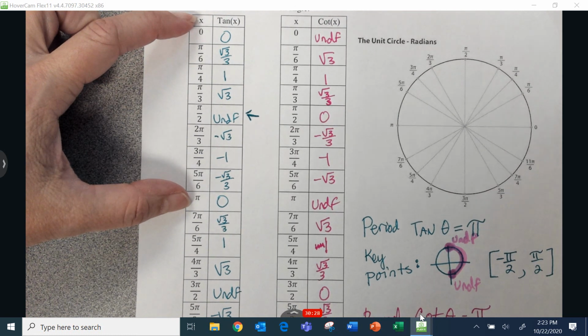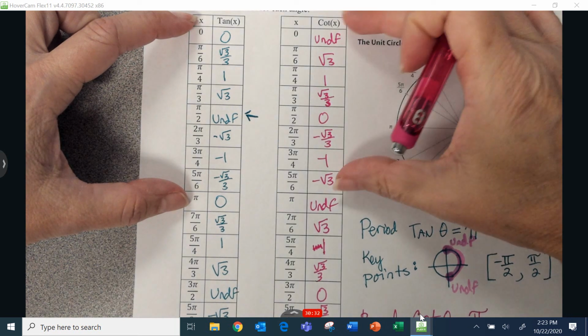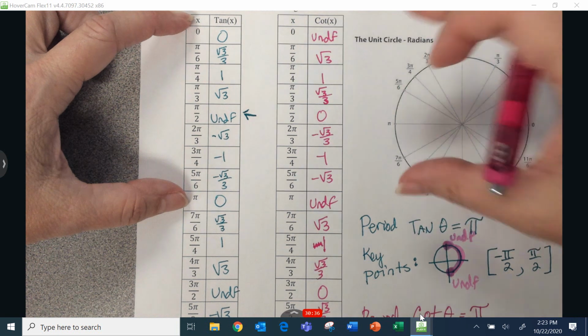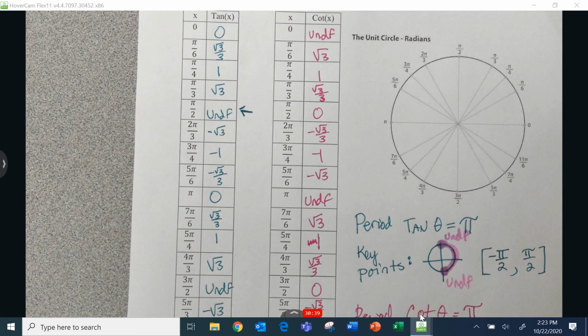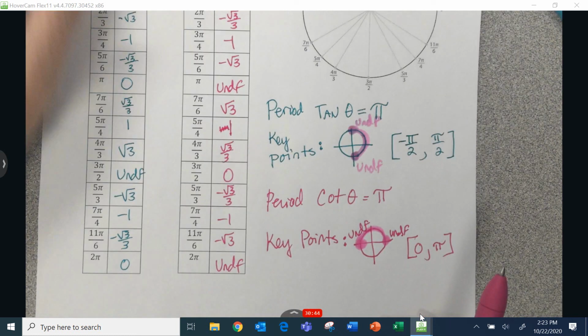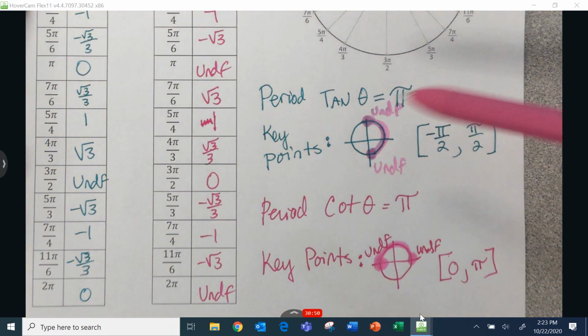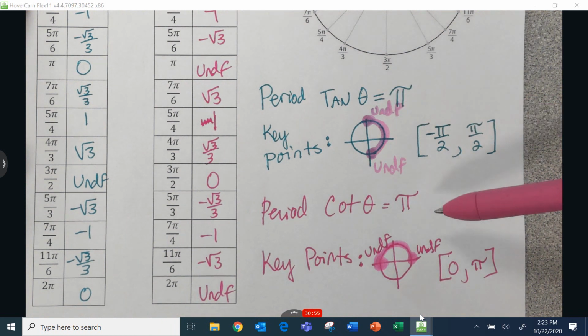One cycle of tangent is only pi long. And the same thing for cotangent as well, because it's the reciprocal. So tangent and cotangent are different because they have shorter cycles. Plus their points are different. So what is important that you need to write down here before watching the video to see how to graph it is: period for tangent is pi, period for cotangent is pi.